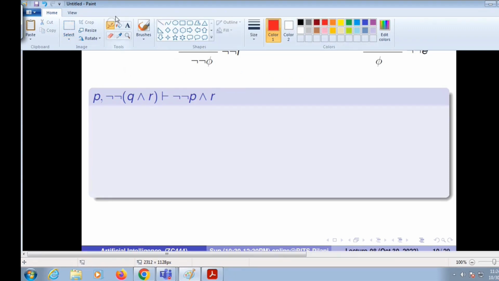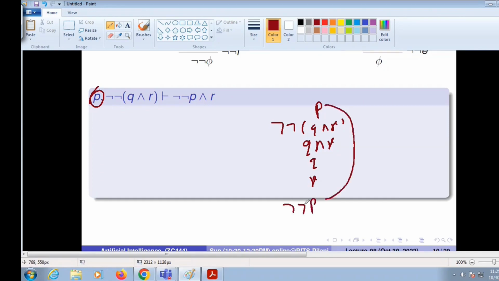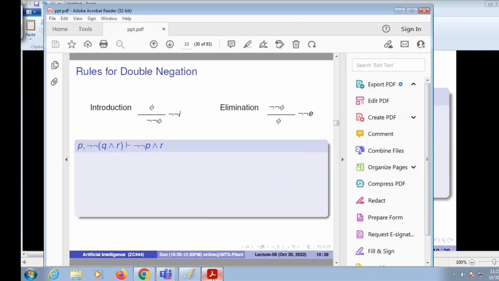Again, all these things are very simple. So what I'm saying is that I have P. I have not of Q and R. It means that I have Q and R. So it means that I have Q. It means that I have R. Since I have P, I can say that I have not of not P. So I can combine these things. I can say that R and not of P, or I can say that not of P and R. Done. Great. So we are doing fairly good.